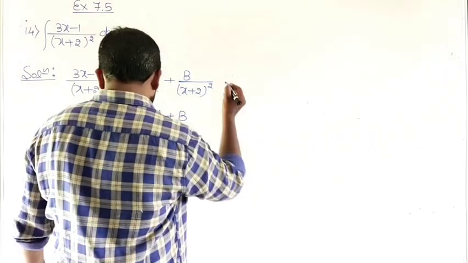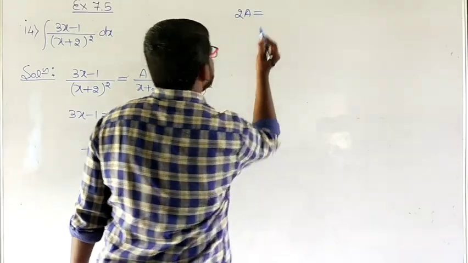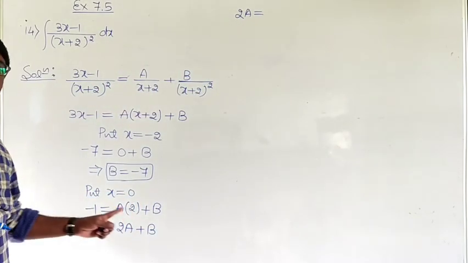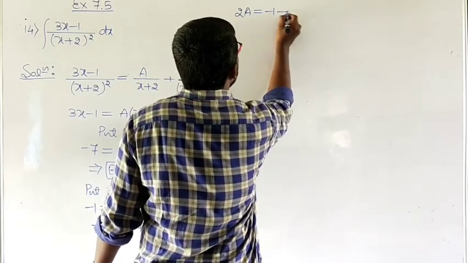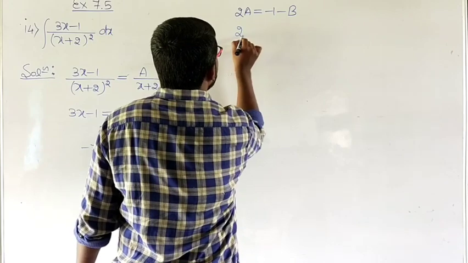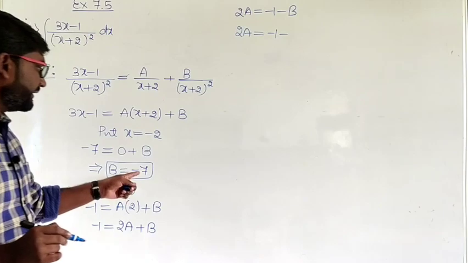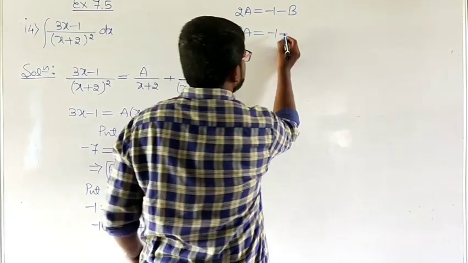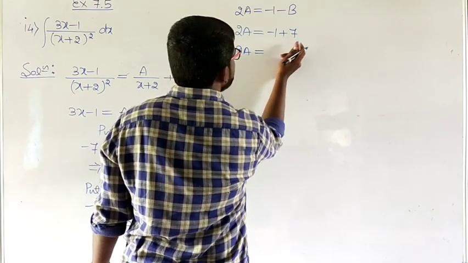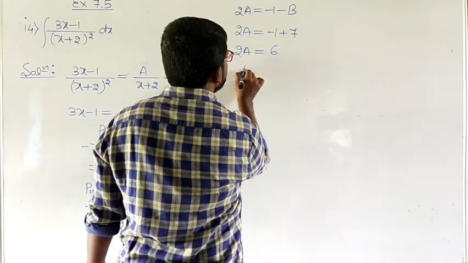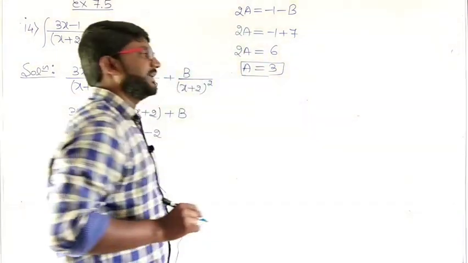In the next step, 2a is equal to, I take b to the LHS, it becomes minus b. So 2a is equal to minus 1 minus b. What is the value of b? It is minus 7. Minus into minus is plus 7. So 2a is equal to 7 minus 1, it is 6. a is equal to 3. So we have the value of a now.